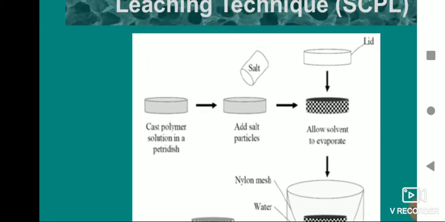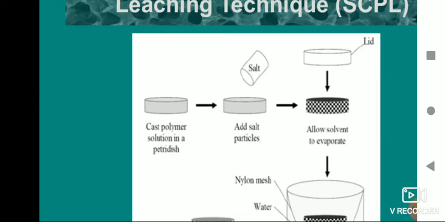We take a polymer solution in a Petri plate, in a cast. Here the Petri plate is working as a cast. So we have taken a polymer solution in a Petri plate. To this polymer solution we are adding salt and we allow both to interact. After some time, the salt will go and settle in between the polymer solution.